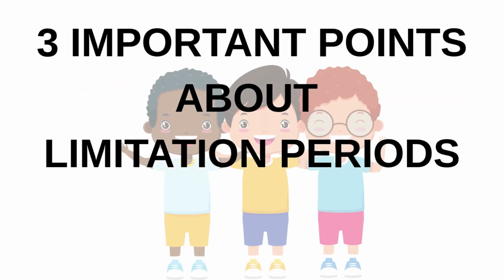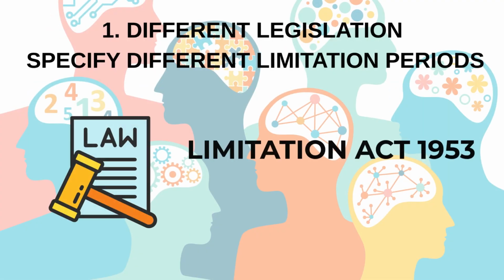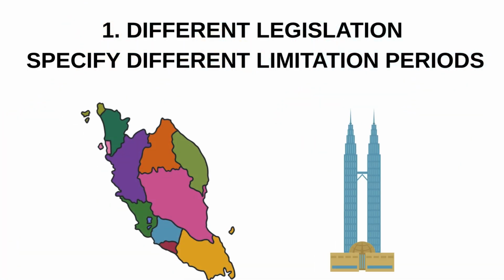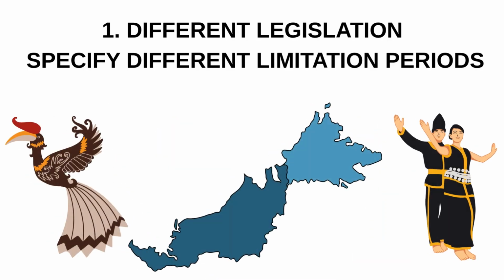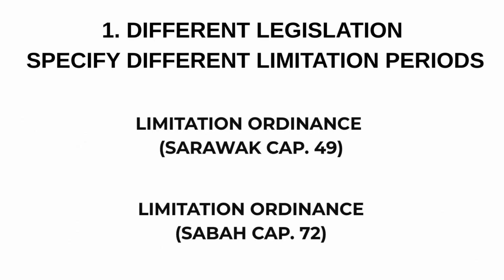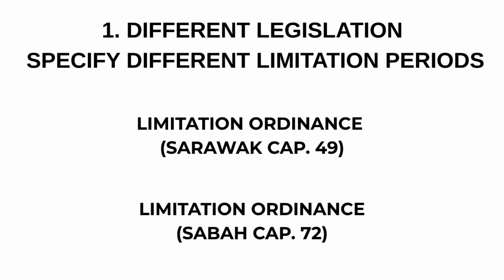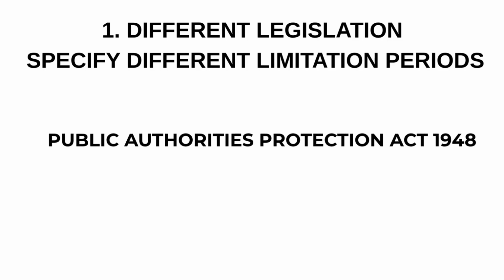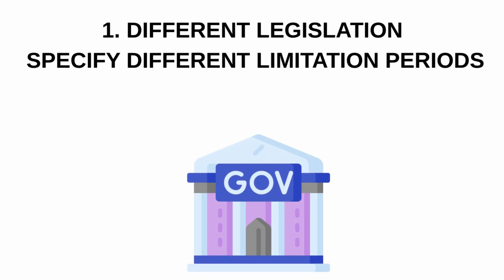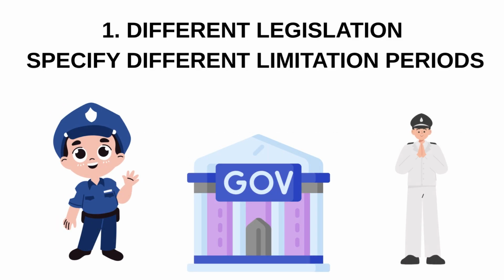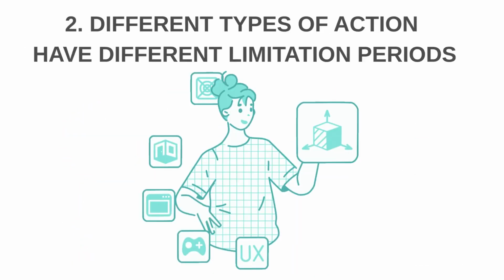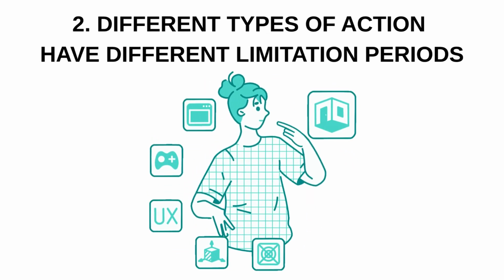3 important points about limitation periods. 1. In Malaysia, the Limitation Act 1953 prescribes various limitation periods for various types of claims. However, this act only applies to Peninsular Malaysia. For the states of Sabah and Sarawak, they each have their own limitation ordinance. There are also other legislations dealing with limitation period. For example, the Public Authorities Protection Act 1948 prescribes limitation periods for claims against persons acting in execution of public duty or authority.